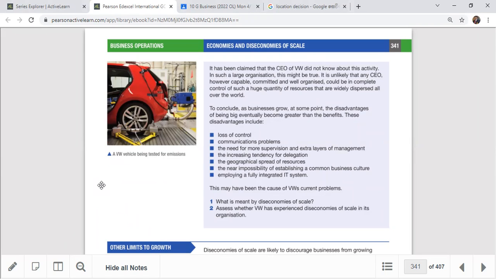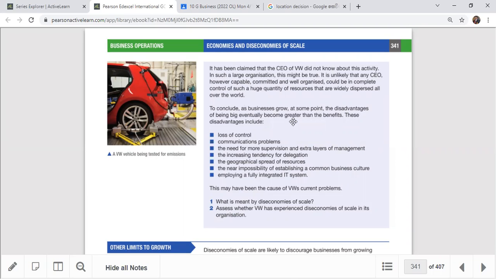Okay, thank you very much. So normally you can see that's the main reason for the failure of the Volkswagen company. They have given the causes for VW's current problems, and a list of these disadvantages. They also claim that the CEO didn't know about these activities in such a large organization. So it's actually about control and coordination, right? Problems with control and coordination, and they feel it is impossible to completely control such a huge quantity of resources widely spread all over the world.